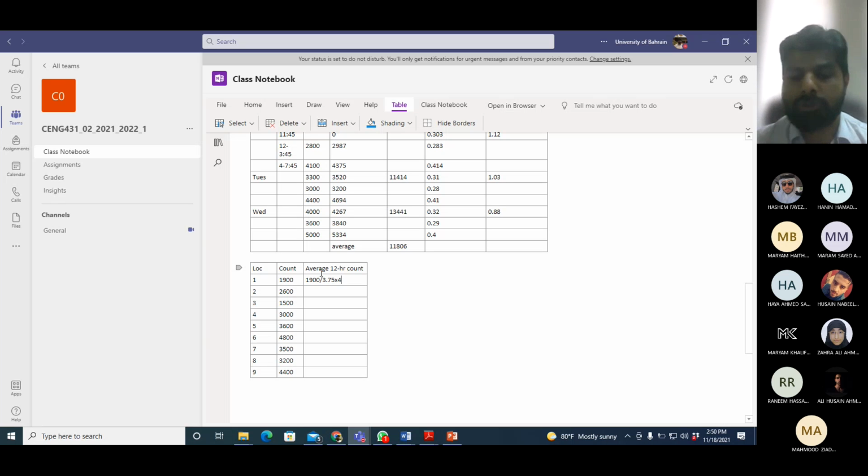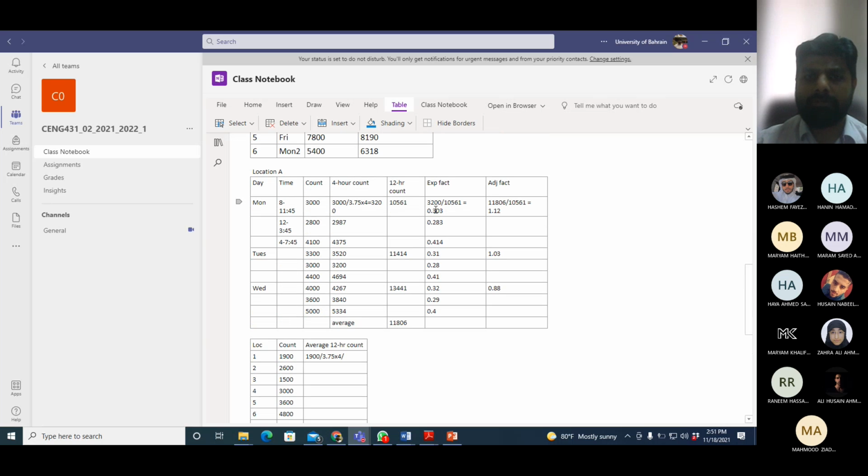To convert to 12 hours, you divide it by the expansion factor of that day and time, which is 0.303. So you divide by 0.303. Then this will make the count into 12 hours of Monday. Now you need the average for the week, right? Then you multiply with the adjustment factor. To convert from Monday to average, you multiply with the adjustment factor. So multiply by 1.1. You will do it for each location.